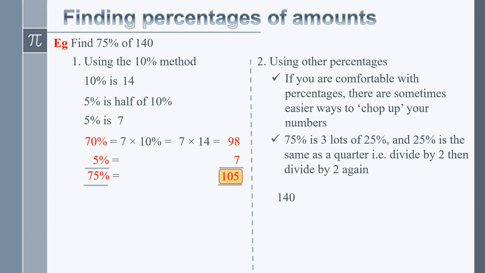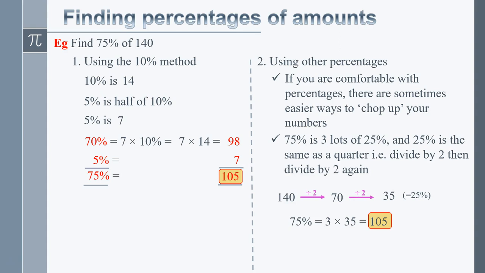So, here we go. 140, I'm going to find 25% by doing divide by 2, chop it in half, that's 70. And now divide by 2 again. So that gives me 35. So that 25% of 140 is 35. And so now, we've decided it's 3 lots of 25%, so I'm going to need 3 lots of this. So 3 lots of 35, and there's our 105 again.